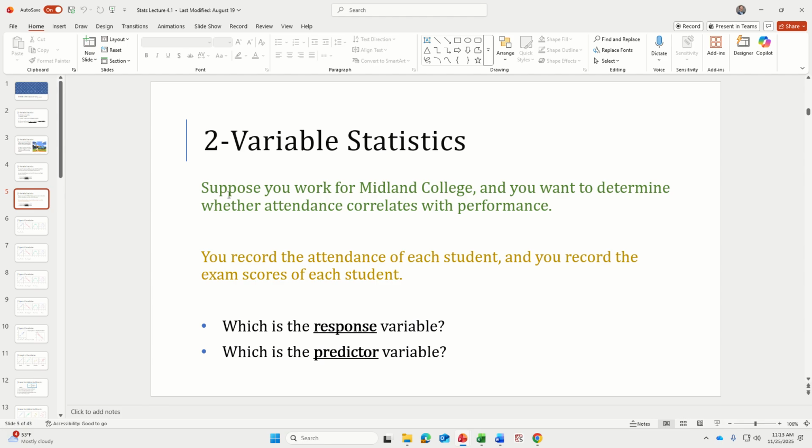Suppose you work for Midland College and you want to determine whether attendance correlates with performance. You record the attendance of each student and you record the exam scores of each student. But if you want attendance to predict performance, I would say the response variable is the exam scores and the predictor variable is the attendance.